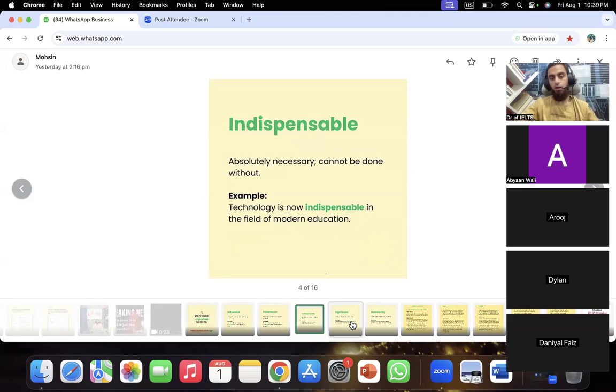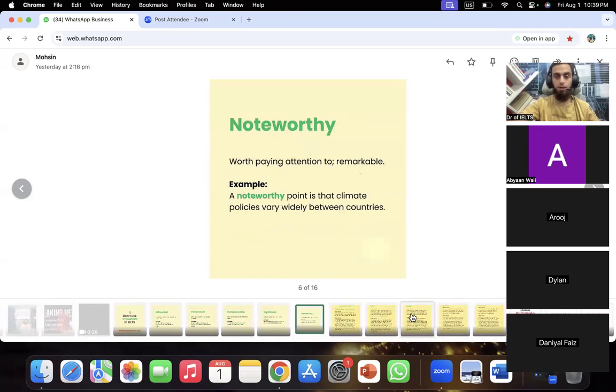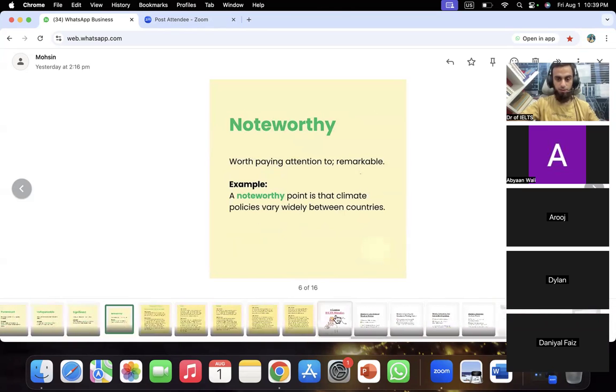Important, Sir, please send the word. Yes, on the WhatsApp group. Next, the word significant can be used, next noteworthy can be used, right? So these are some alternatives that can be used.